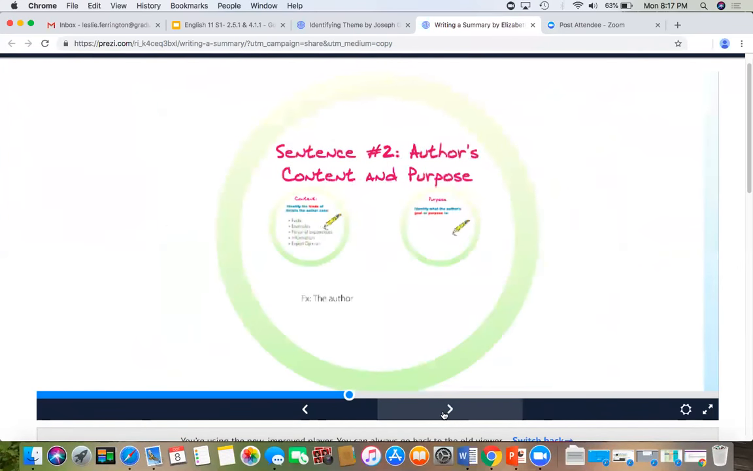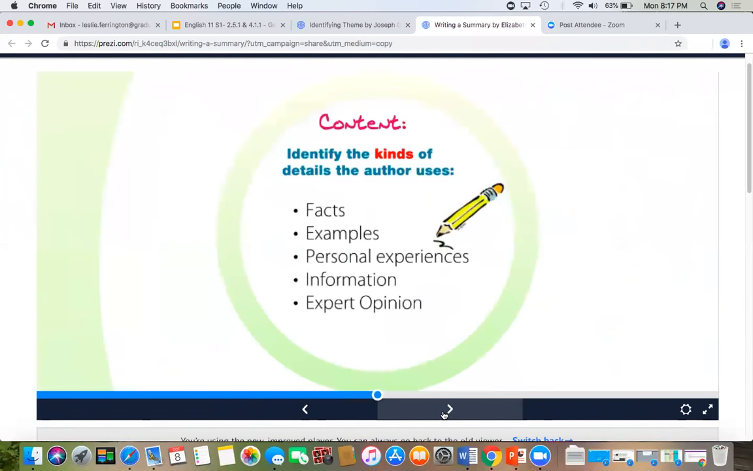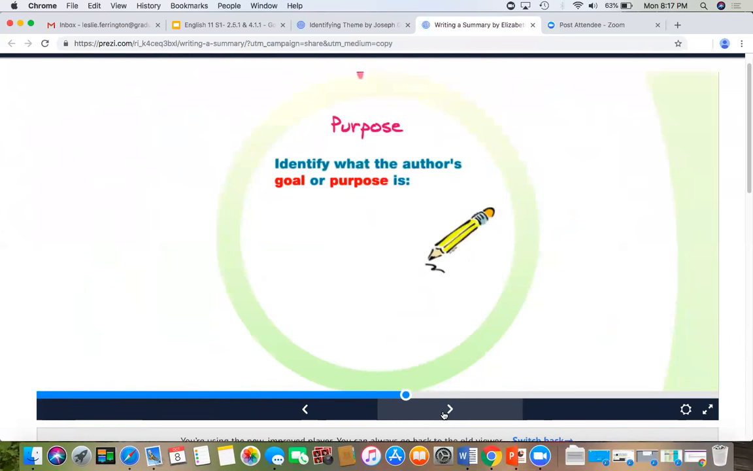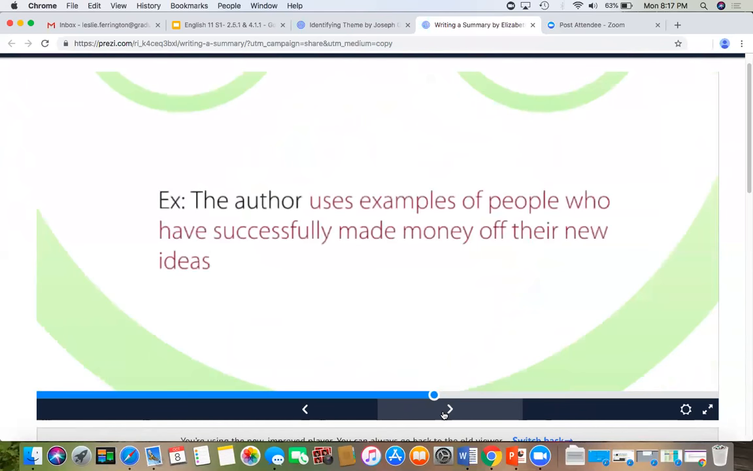So sentence number 2 is author's content and purpose. So content, identify the kinds of details the author uses. Do they use facts, examples, personal experiences, information, or expert opinion? Purpose, identify what the author's goal or purpose is. So are they trying to explain, to discuss, to describe, to support, or to persuade? So for example, the author uses examples of people who have successfully made money off their new ideas to explain how to be successful at it.